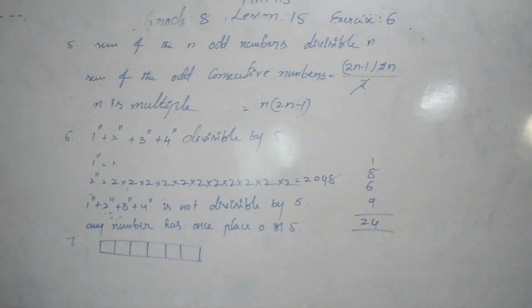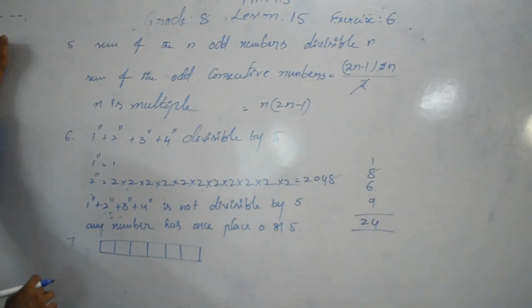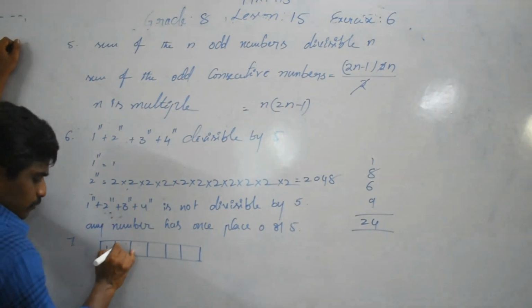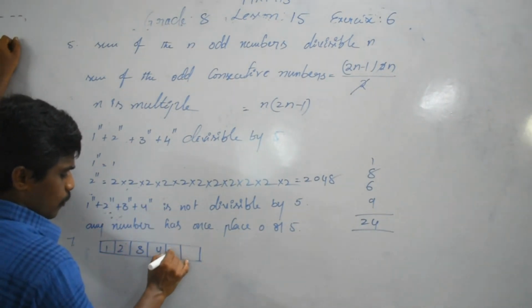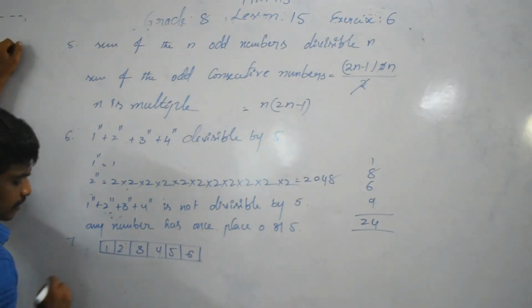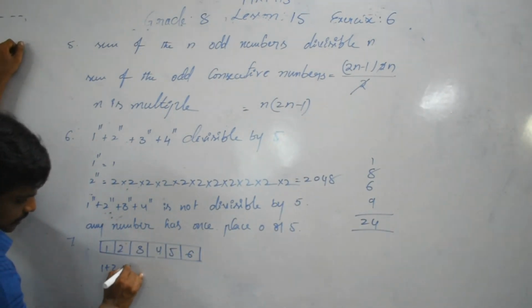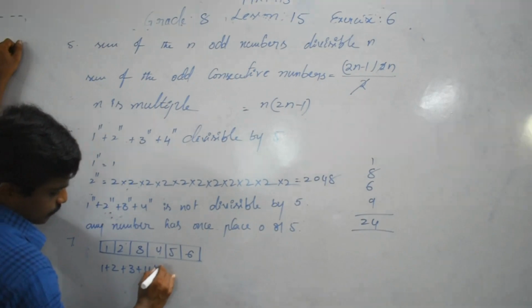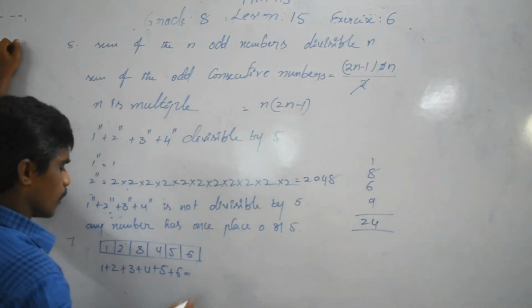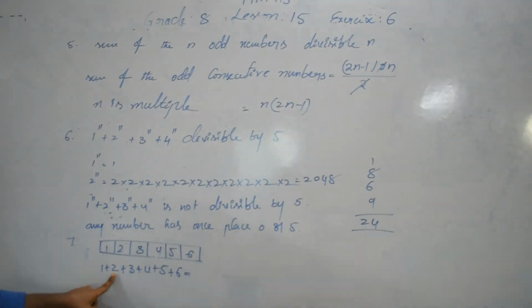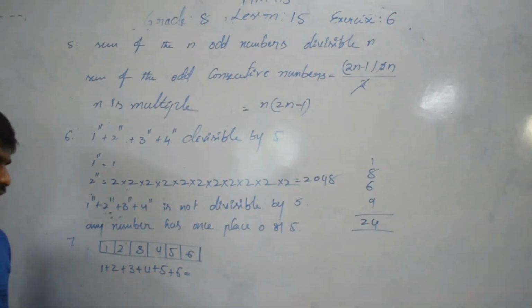So here this is a rectangle grid. Here we keep 1, 2, 3, 4, 5, 6. 1 plus 2 plus 3 plus 4 plus 5 plus 6. How much? 1 plus 2 is 3, 3 plus 3 is 6, 10, 15, 21.